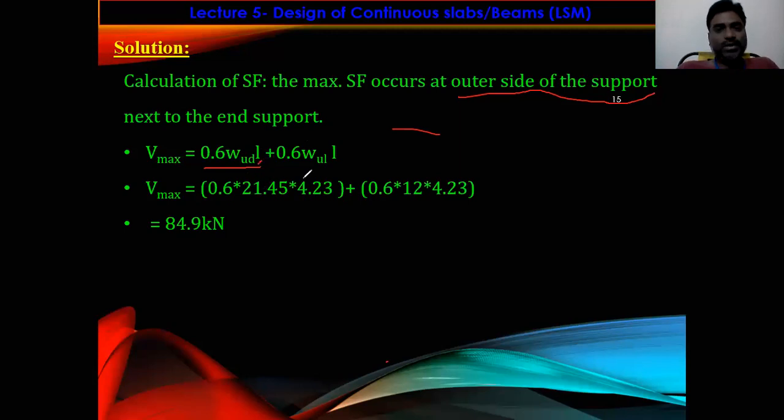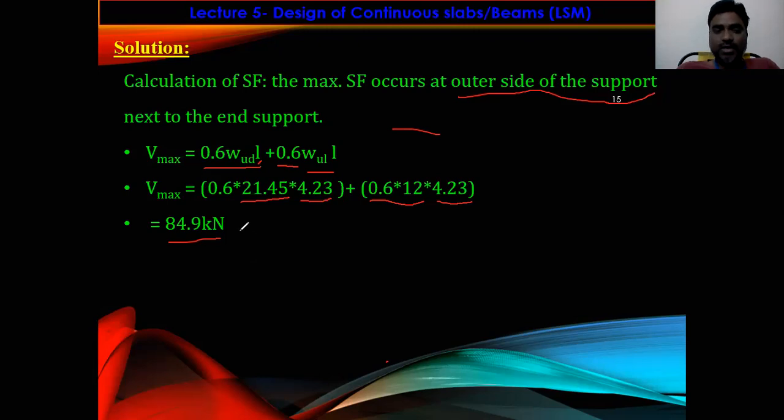get the total load. And here also 0.6 into, for the not fixed load, 0.6 into WUL, you will get the total load. So if you substitute the values, that is 0.6 into 21.45 into 4.23 plus 0.6 into 12 into 4.23. So you will get the maximum shear force as 84.9 kN.